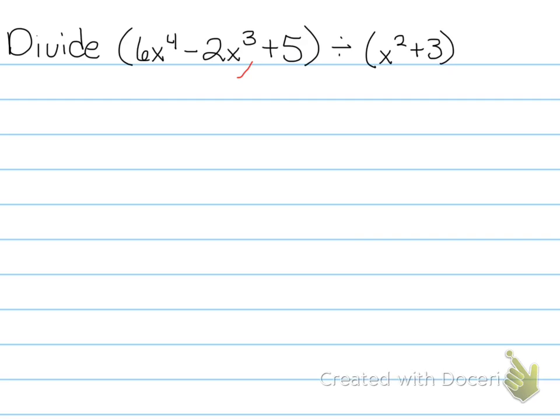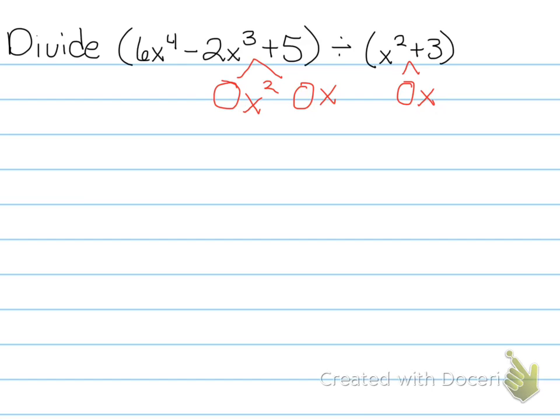So then that means that we're going to have to put in a placeholder of 0x squared and a 0x before that plus 5. And also with our divisor, I'm dividing by x squared plus 3, and it jumps automatically from x squared to just numbers. So then here again, we are missing the x term, so I have to have a 0 placeholder there.